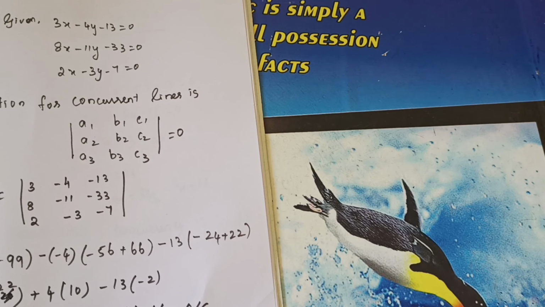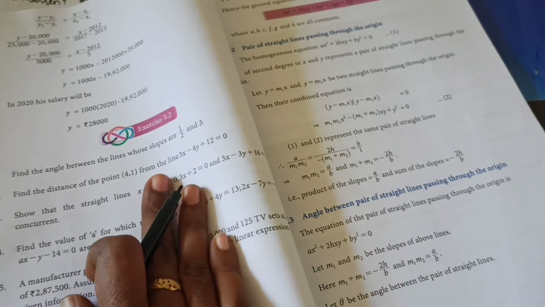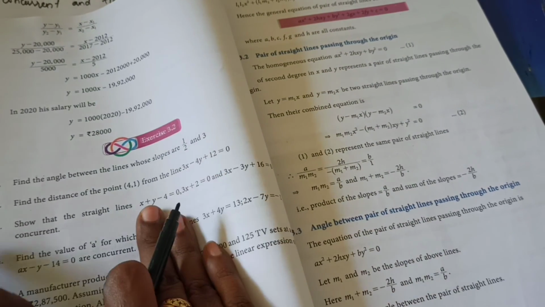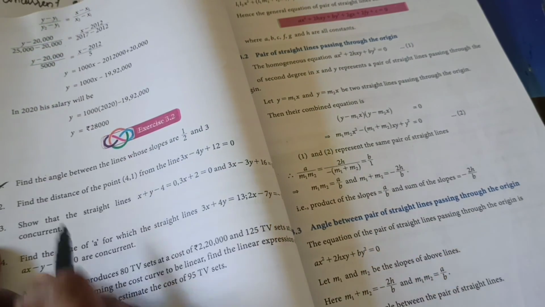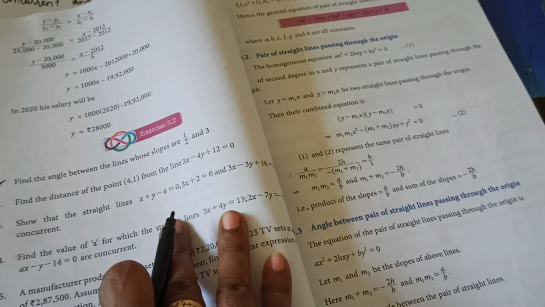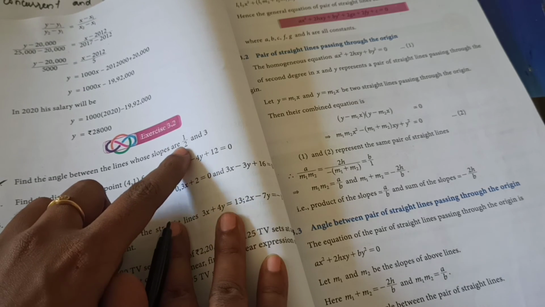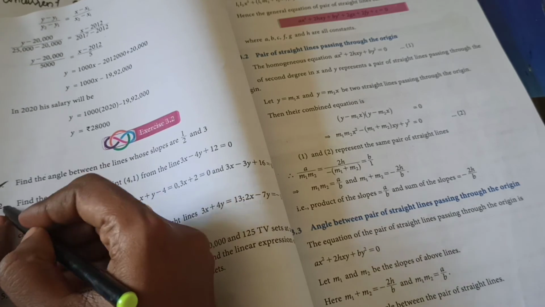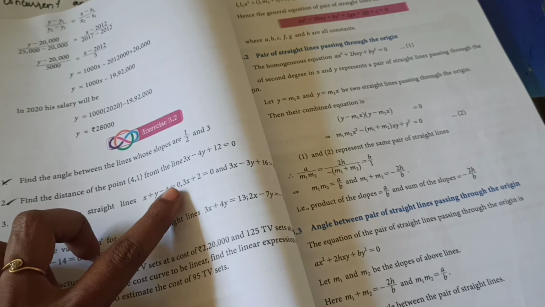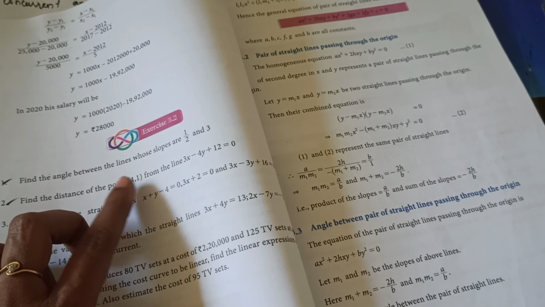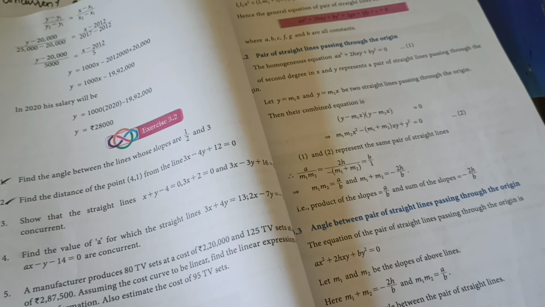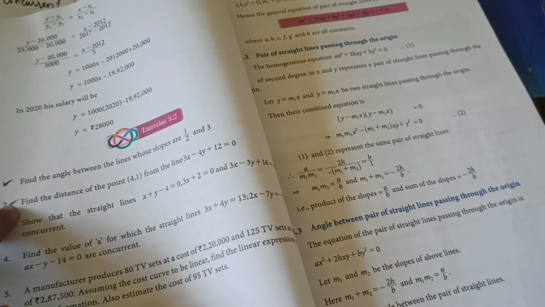Okay. So now all of you take down your book. I am giving the homework for you. Exercise 3.2. Exercise 3.2. Problem number 1 is your homework. How will you do? Find the angle between the lines. This one is the m1 value, this one is the m2 value, tan theta formula. Then find the distance of the point 4, 1 to the line. So I taught you the formula from point to line, is it right? Distance formula: |Al plus Bm plus C| divided by root of A square plus B square. If you use that formula, you will get it.